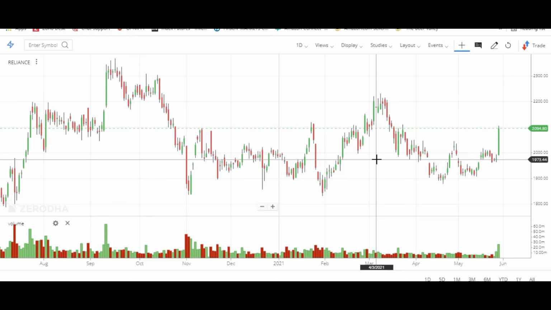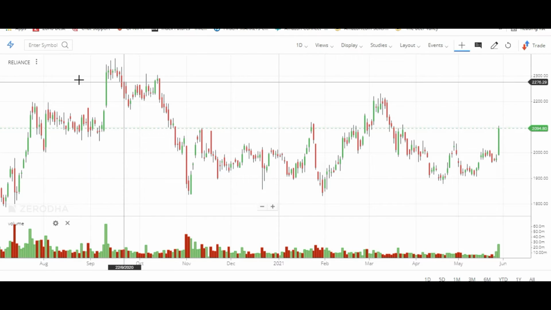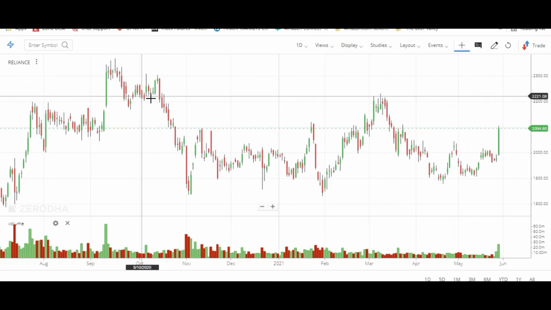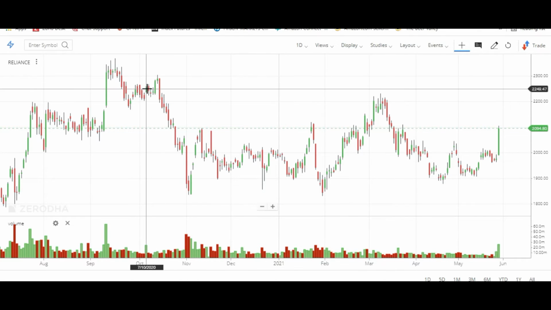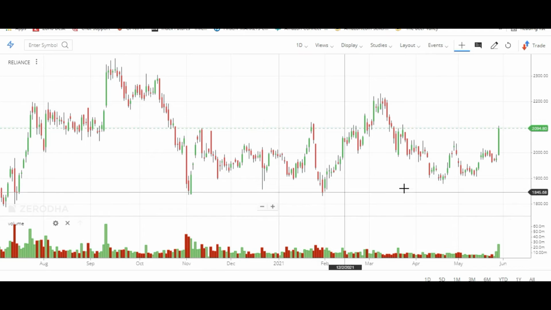So in this video we will be talking only about the importance of volume, what is volume, and what are its other characteristics. This is for absolute beginners. In this chart, I am currently looking at a daily chart of Reliance, and I have plotted the candlestick chart along with the volumes.